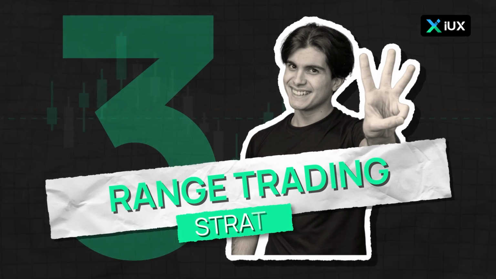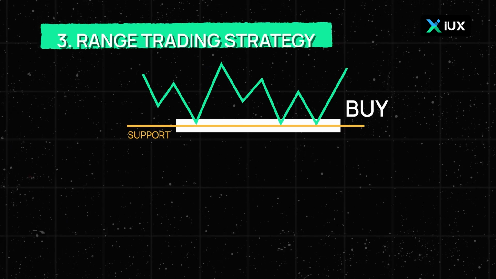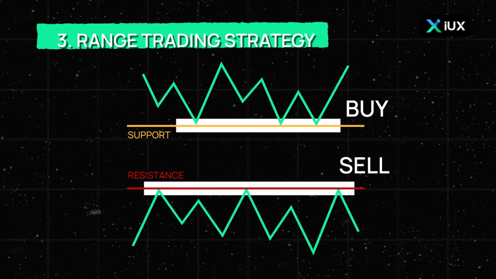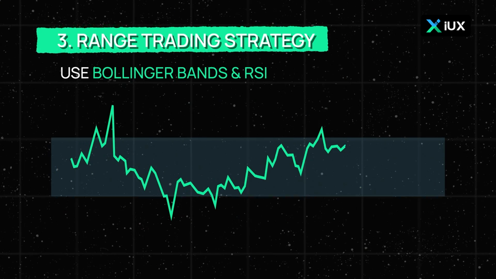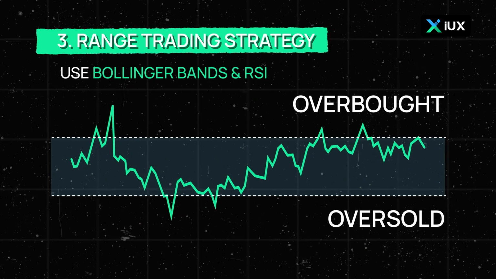3. Range trading strategy. Buy at support levels and sell at resistance levels. Use Bollinger Bands and RSI to spot overbought, oversold conditions.